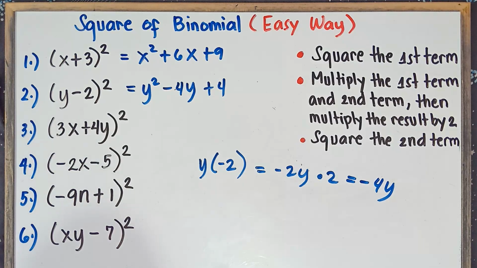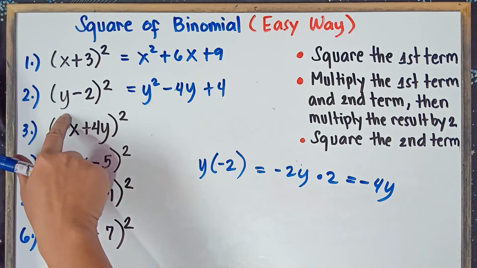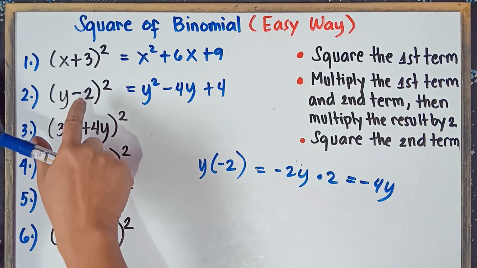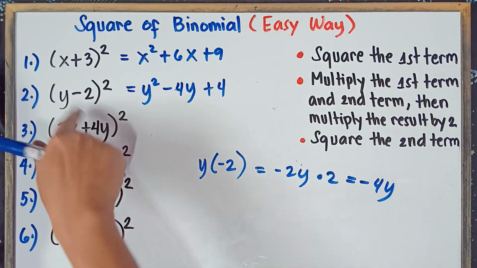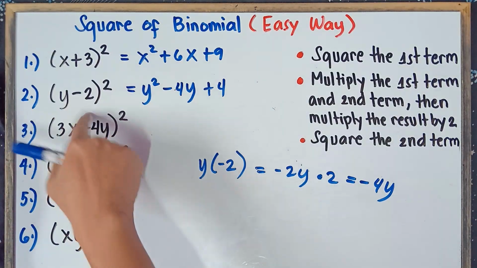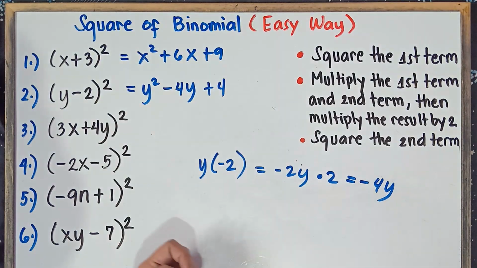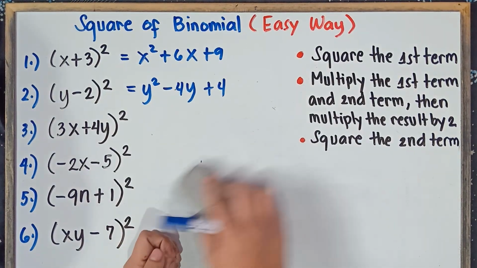Very easy, right, for that one? So once again, you square the first term, y times y, that would be y squared. You multiply the first term and second term, y times negative 2, that would be negative 2y, times 2, that would be negative 4y. You square the second term, negative 2 times negative 2, that would be positive 4. That's the answer, class, with regards to example number 2.